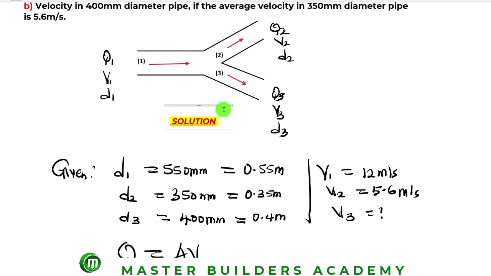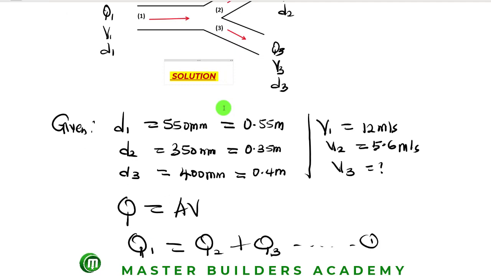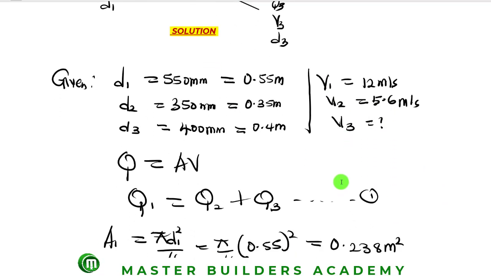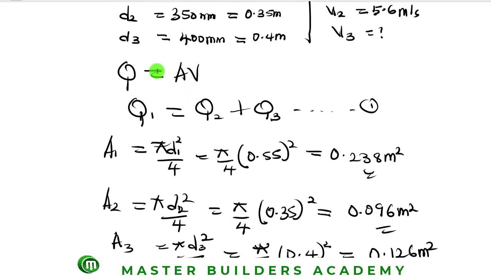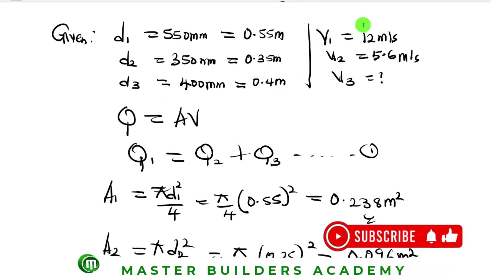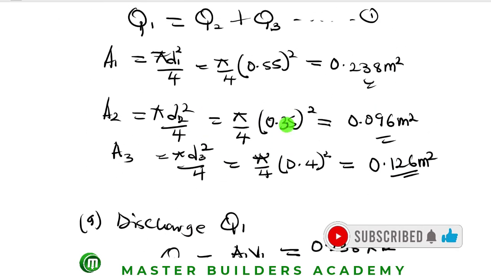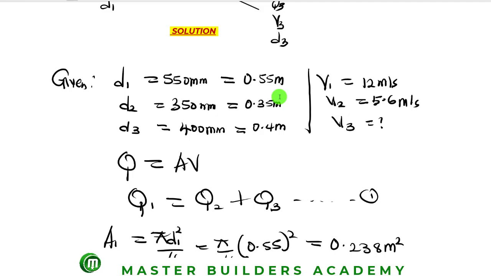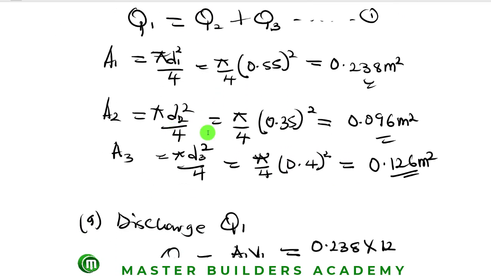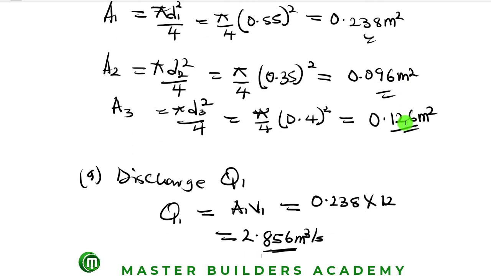For us to be able to find velocity in pipe 3, we need to know the area in pipe 3, and then we know the area, but we don't know the discharge. So how do we get the discharge? When we come to section 1, we already know the discharge. When we come to section 2, the diameter of section 2 is given, and then the velocity for pipe 2 is also given. From the diameter, we have been able to find area 2, and we know the velocity for this pipe. That means we can also find the discharge for this pipe.